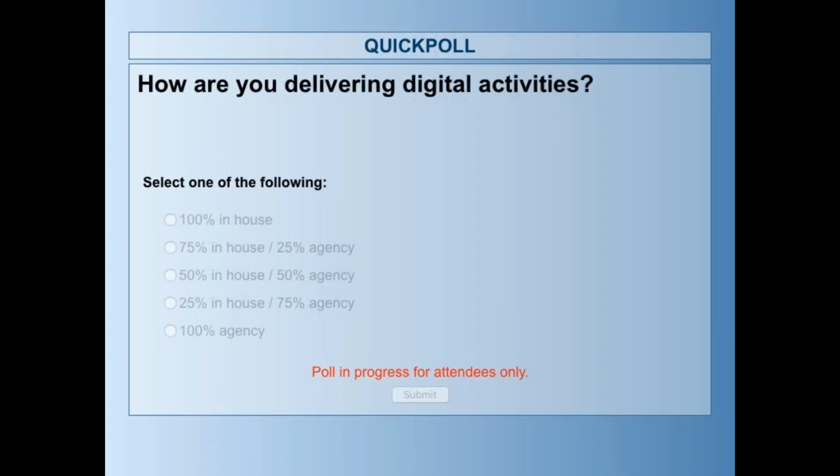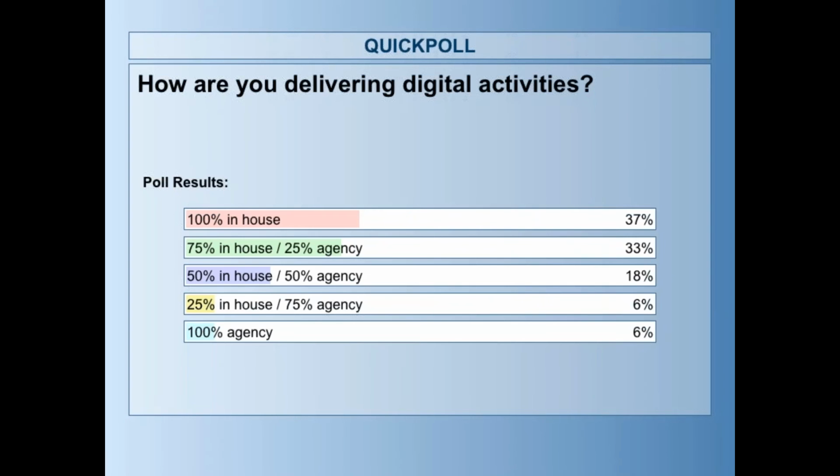Exactly. So thanks, Steve. It's really about how you're delivering your digital activities to date. As some of the insights came from the IBM study, there's quite a lot of people wanting to be able to in-house and also agencies. So what's the combination you've got today? In terms of the skill set, I think it's interesting to see just what the methodology is that people are taking, and I think we've got about done there. So let's close that poll.